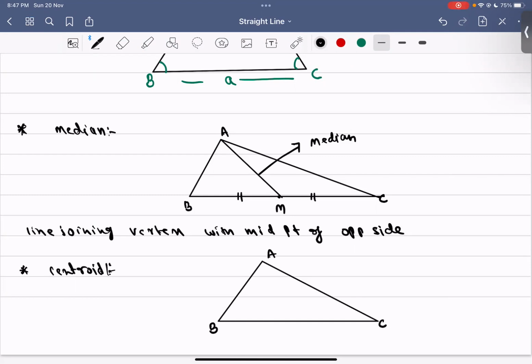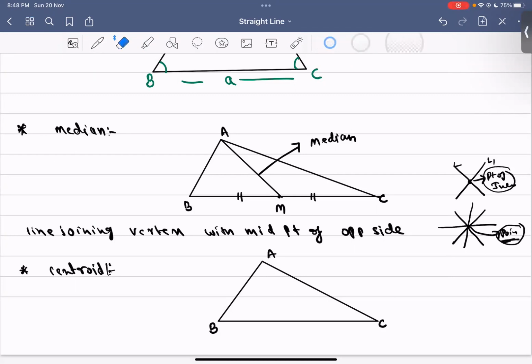So the point of concurrency of medians is the centroid. See, suppose in a plane, two lines are meeting at a point. So this is called the point of intersection. Suppose more than two lines are meeting at a point. This point is called the point of concurrency. So we can say point of intersection also, but generally we say point of concurrency. If two lines are meeting at a point, this is the point of intersection. If more than two, then this is called the point of concurrency.